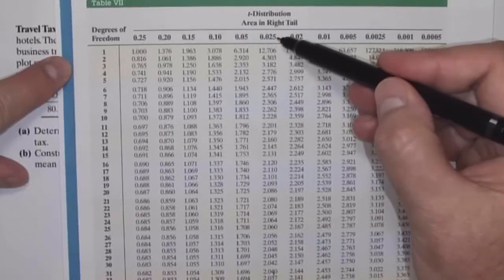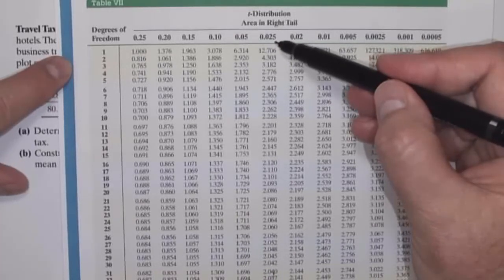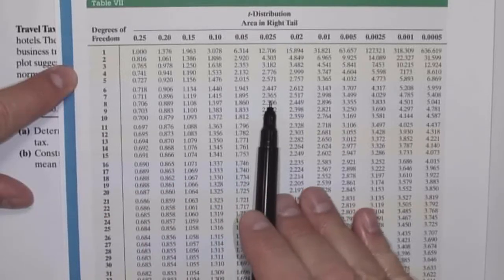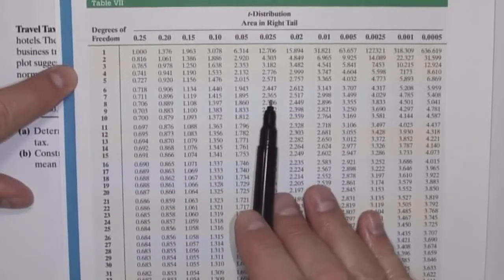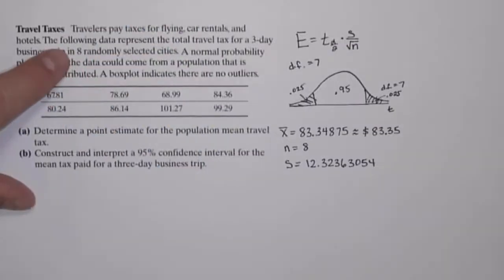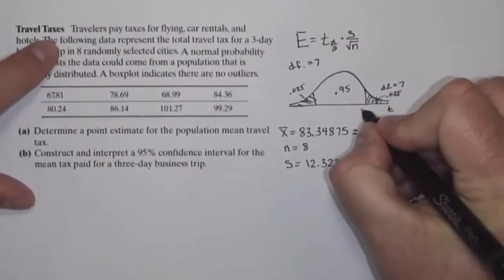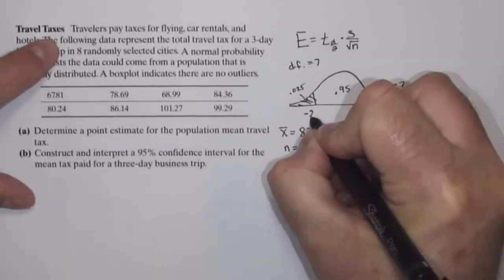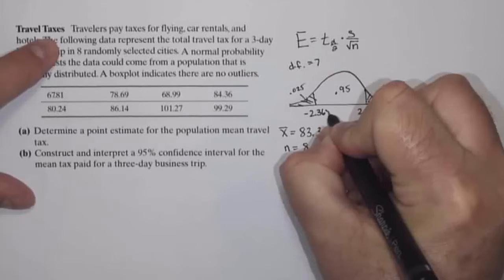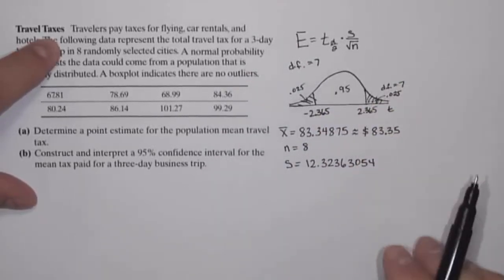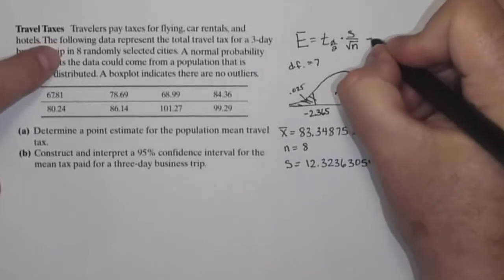So I'm going to the column with 0.025, that's the area in the right tail, and I'm going down to 7 degrees of freedom. And so that critical value is 2.365. So this value here is 2.365, which means this one's negative 2.365. And so that's the value that I'm going to use here, is 2.365.